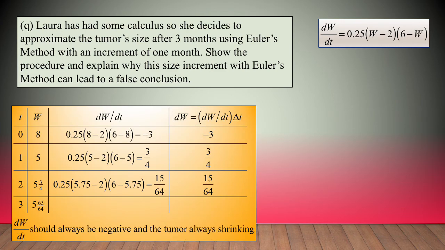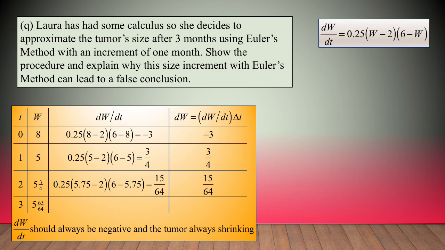When t equals 0, w is equal to 8, and therefore dw/dt is equal to 0.25 times the quantity 8 minus 2 times the quantity 6 minus 8, which is negative 3. dw will be dw/dt times delta t, and delta t is 1, so therefore dw is simply equal to dw/dt, which is negative 3. So when t is equal to 1, w is equal to 8 minus 3, which is 5.